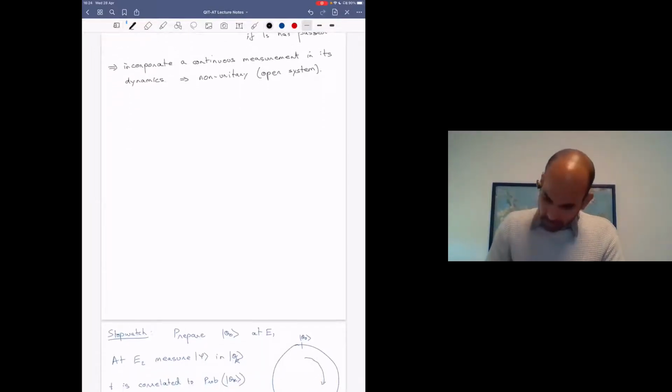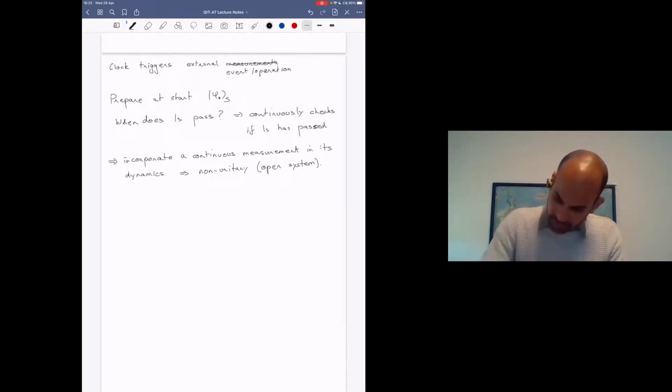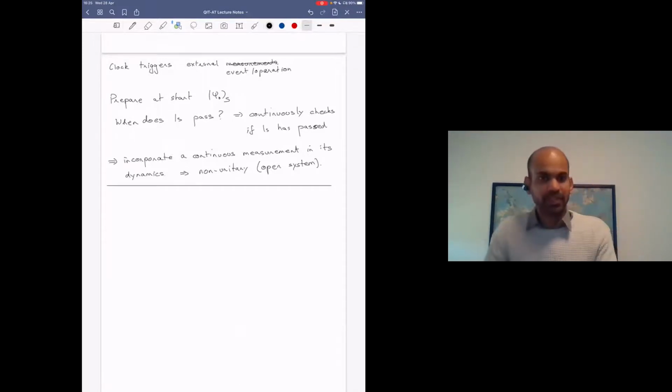Okay, so with this, I conclude the intuitive description of what a ticking clock is. Is there any question on this part? Nope. All right. So now let's go to some formal mathematics.